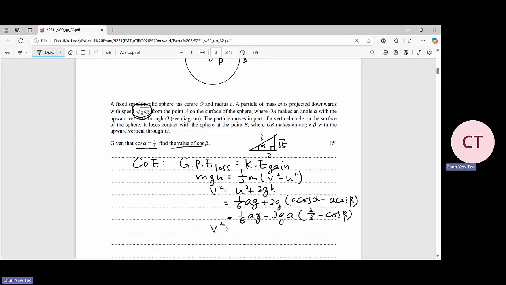So you get v squared is equal to 9/6 ag. This is a plus, sorry. This is 9/6 ag, and 9/6 is 3/2. So it's 3/2 ag minus 2 ag cos beta. Okay, so this is what we are having.